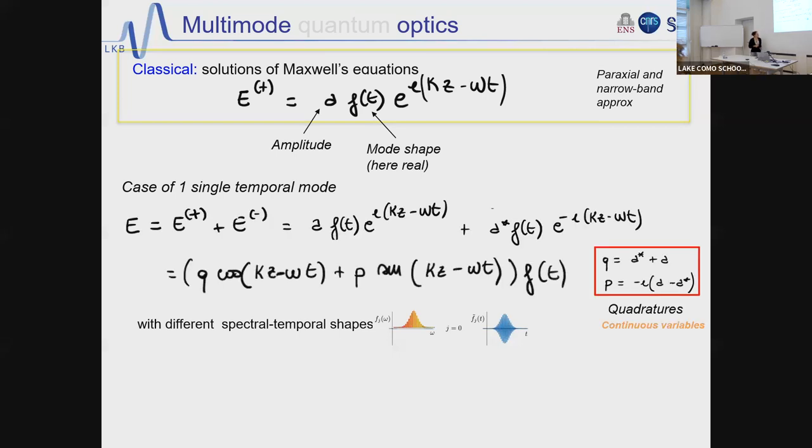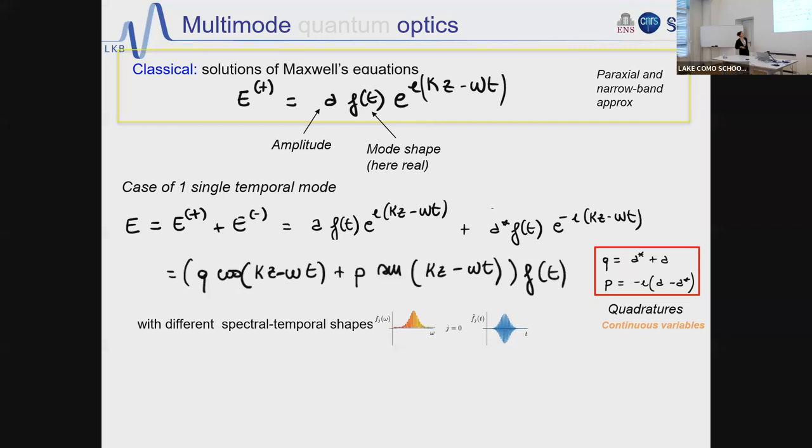And then I just want to go very, very briefly on the continuous variable. So I'm not quantum here, I'm just considering the total field. So here what I'm considering is just the propagating part at a positive frequency. So the total field contains the positive frequency and the negative frequency part, so that I can write the field plus the complex conjugate of the field.